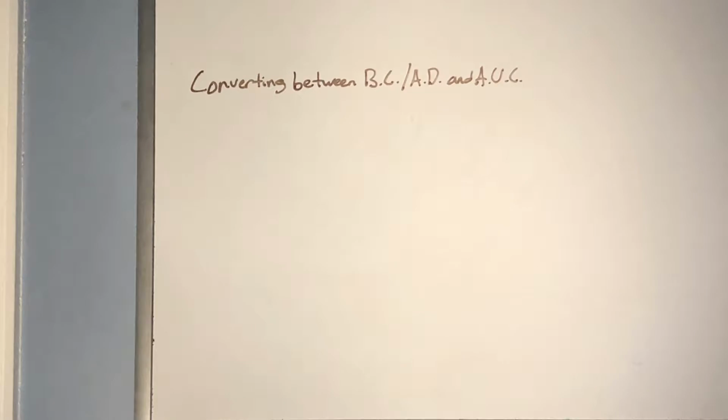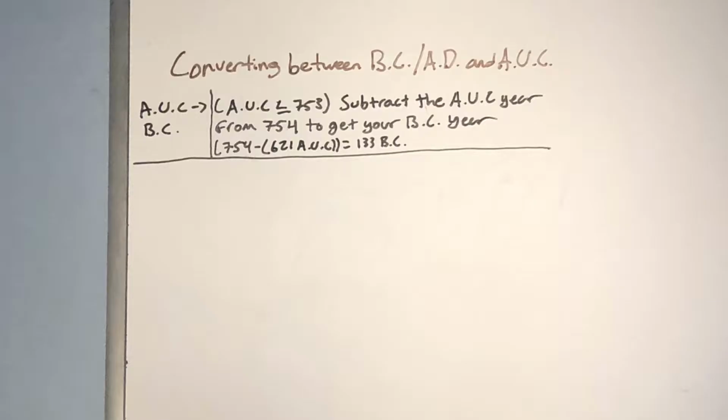So let's convert between BC and AD and A.U.C. So first, let's say that you want to go A.U.C to BC. This would be when your A.U.C is less than or equal to 753. You subtract your A.U.C year from 754 to get your BC year. So 754 minus an A.U.C year like 621 equals your BC year of 133 BC.